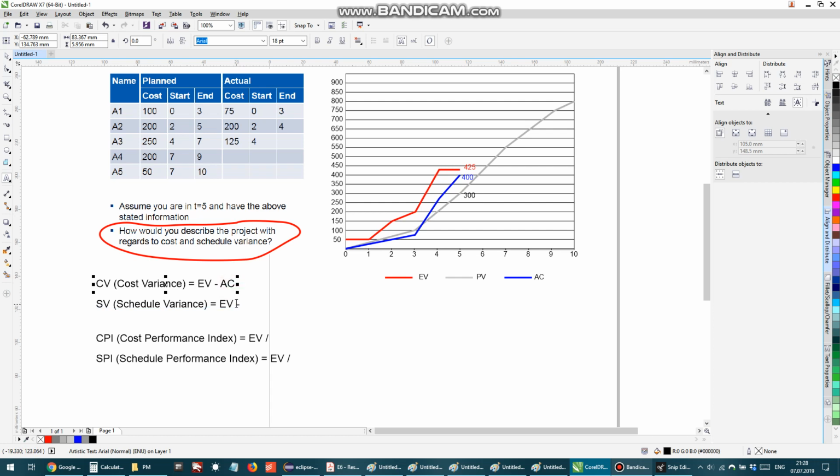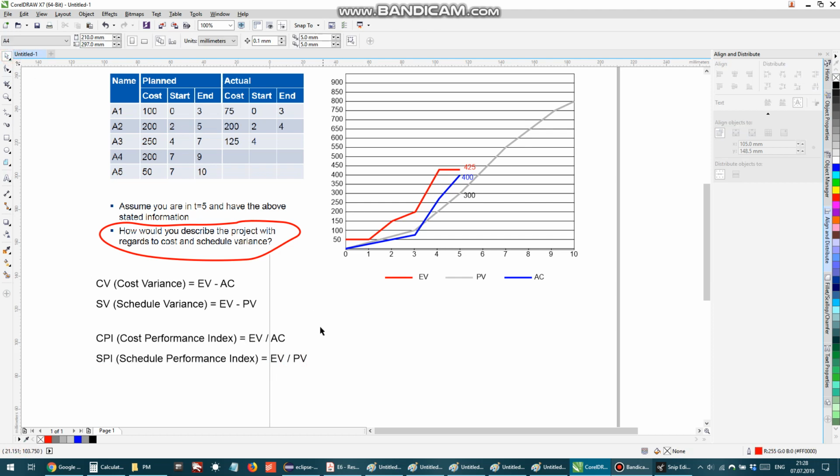And for EV, we have schedule and we have plan. And those words also are somehow similar, planning and scheduling. Same goes here. So AC, here's PV, and these are the formulas.